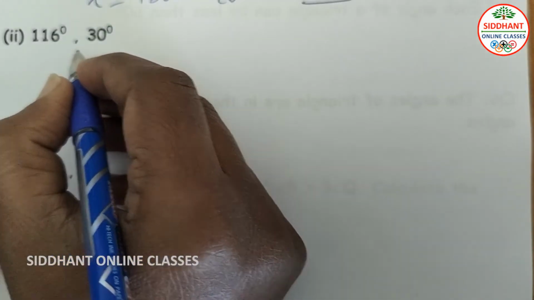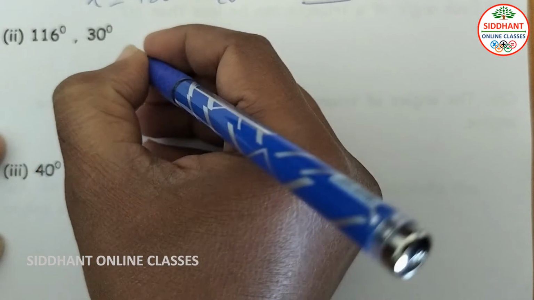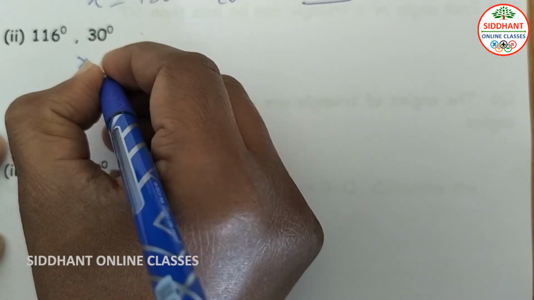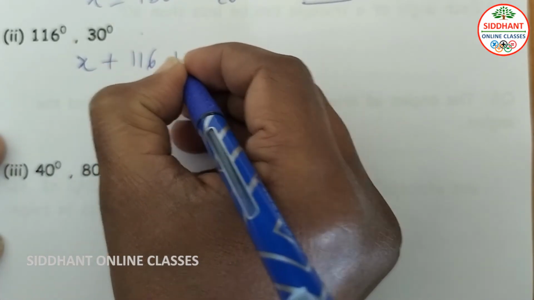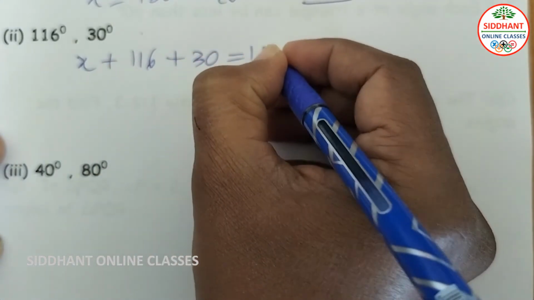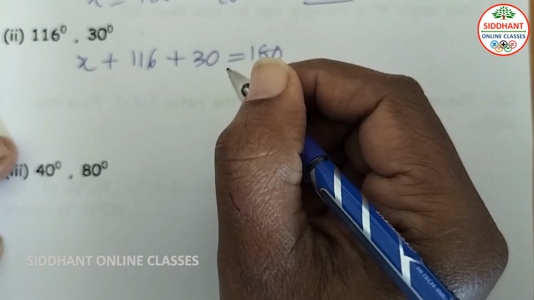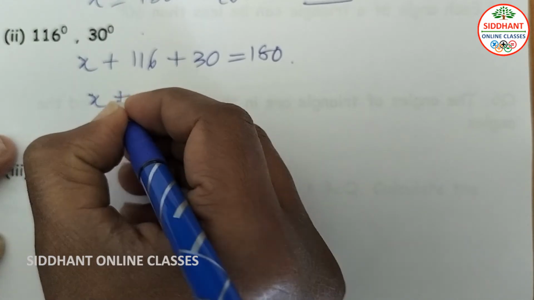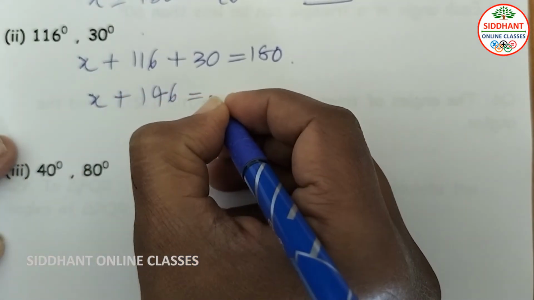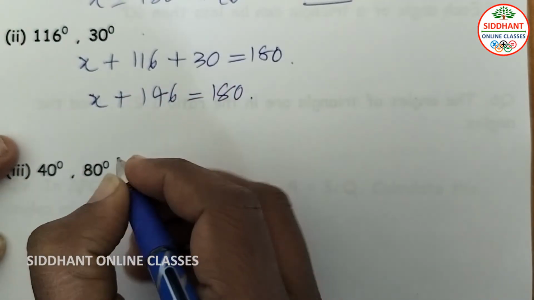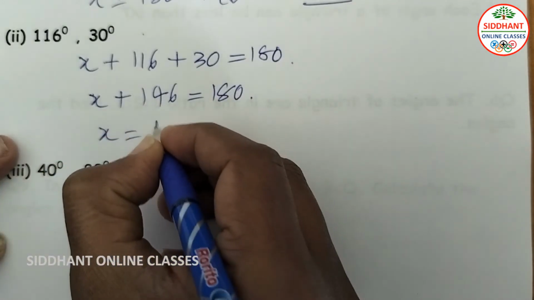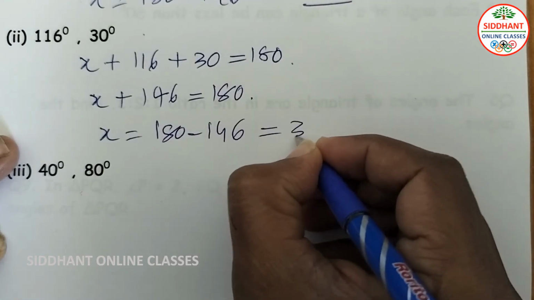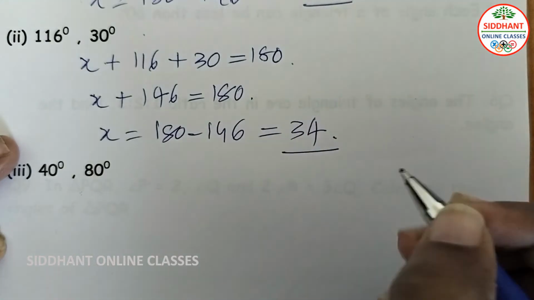Second one 116 and 30 degrees. So here we are going to see x plus 116 plus 30, that equals 180 here. Then x plus 146 equals 180 here, and x equals 180 minus 146, that equals 34 here.